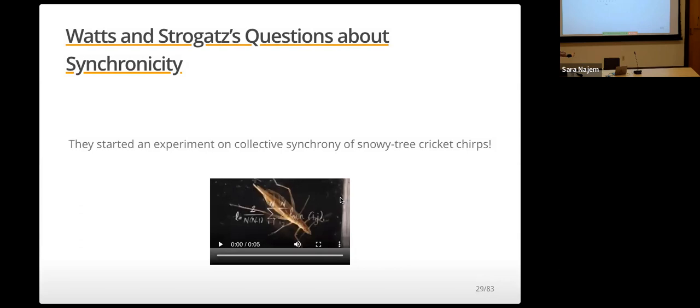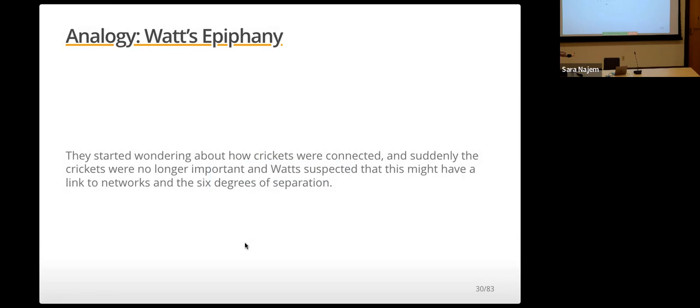They started an experiment on the chirps of the snowy tree cricket. Watts was in the field listening to this daily, trying to be inspired by the sounds of the crickets, to figure out how they were doing it together, keeping the sounds and doing the chirps together. And he remembered a conversation he had with his father about the novel, Chains, about the 6 degrees, and thought, how fun would it be if these crickets were communicating in a network which has 6 degrees of separation? So it was a funny epiphany that they wanted to put to the test.